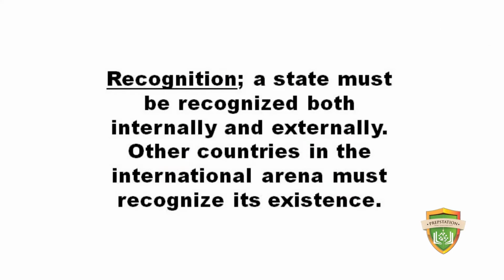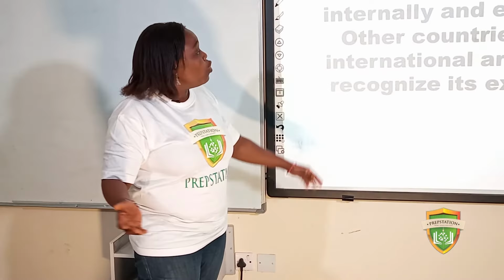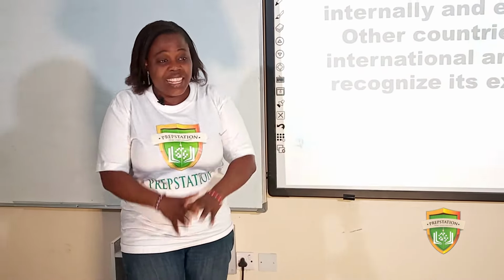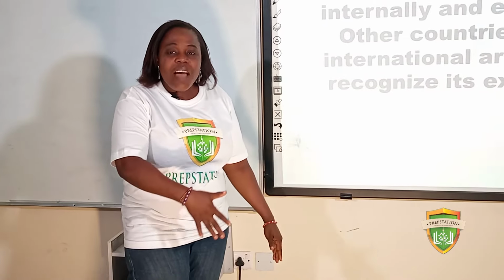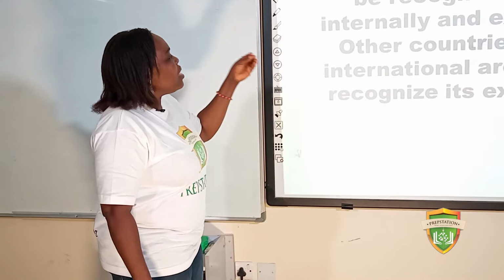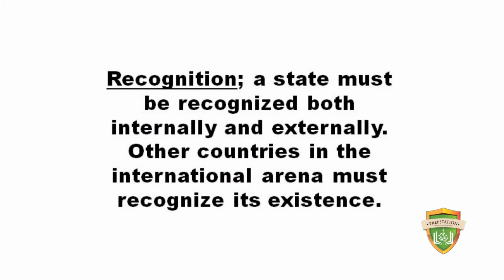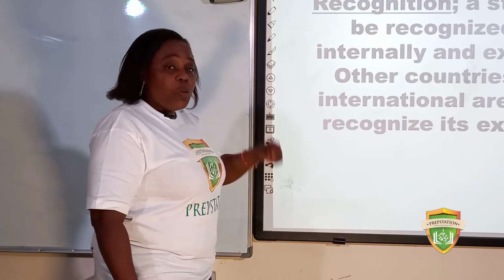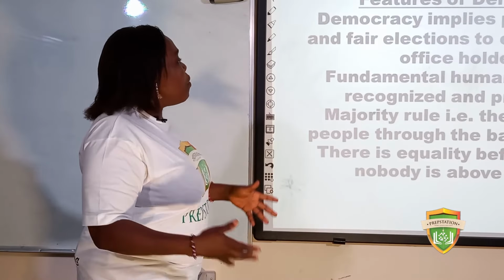Now, recognition. A state must be recognized worldwide. I hope you know that Nigeria is a member of over 50 international organizations. So Nigeria is not just recognized as Nigeria here. No. We have bilateral relations with other countries of the world. So a state must be recognized internally and externally. Other countries in the international arena must recognize its existence. These things are very, very important. It must recognize its existence for it to be a state.